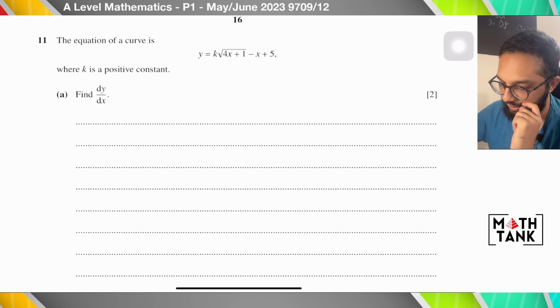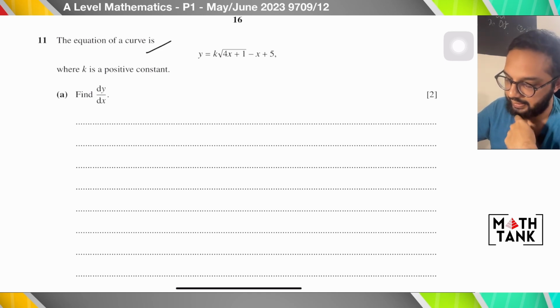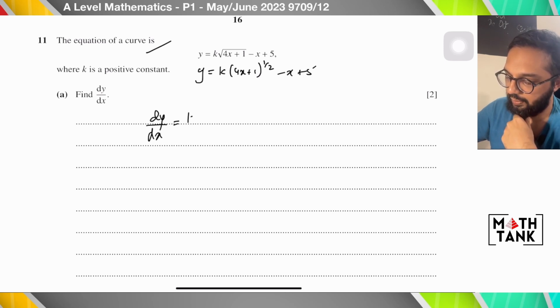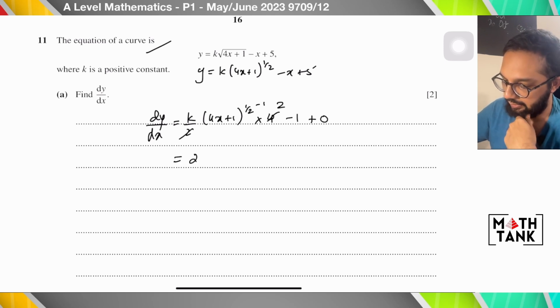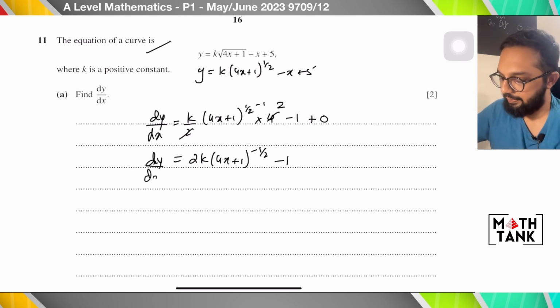Let's look at the last one. It says where k is a positive constant, the equation of the circle is this. Find dy by dx. So I'm going to go with y equals k (4x plus 1) to the power half minus x plus 5. So dy by dx is half k (4x plus 1) to the power minus half times 4, minus 1, plus 0. So that gives me 2k (4x plus 1) to the power minus half minus 1. Yeah, so that's dy by dx.